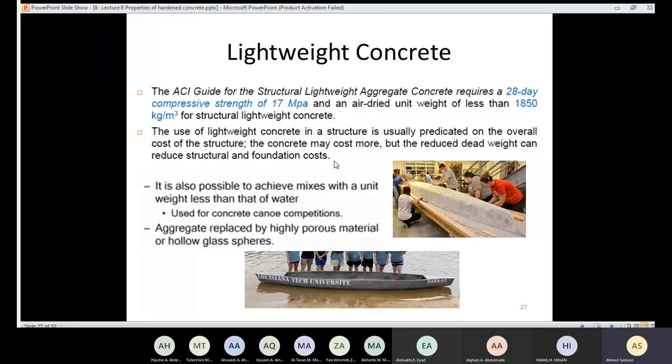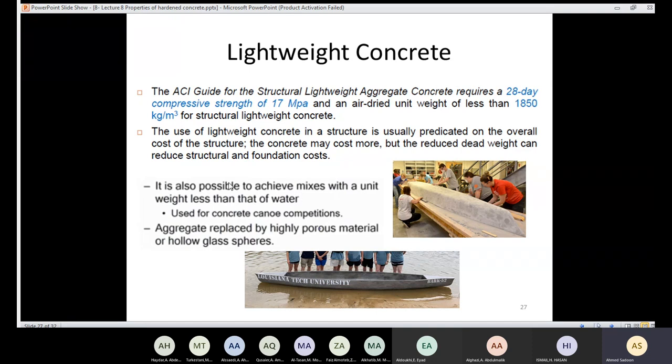So how to achieve lightweight concrete? It could be achieved by using lightweight aggregate. There is a special type of aggregate. It's light, so it's better to use this one. Those aggregates are light because they are highly porous material, or they have hollow glass spheres. And it's possible to achieve mixes with a unit weight less than that of water. Sometimes you could achieve lightweight concrete with a unit weight less than 1,000 kilogram per cubic meter, which means that if you put the concrete in water, the concrete is going to float, okay? Because the unit weight is less than that of water.